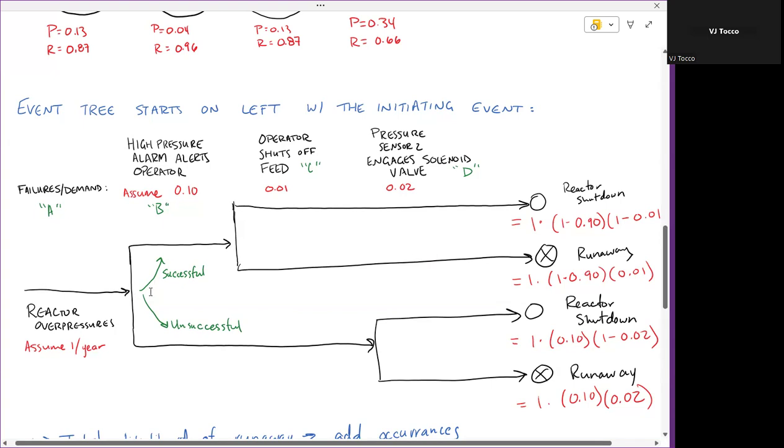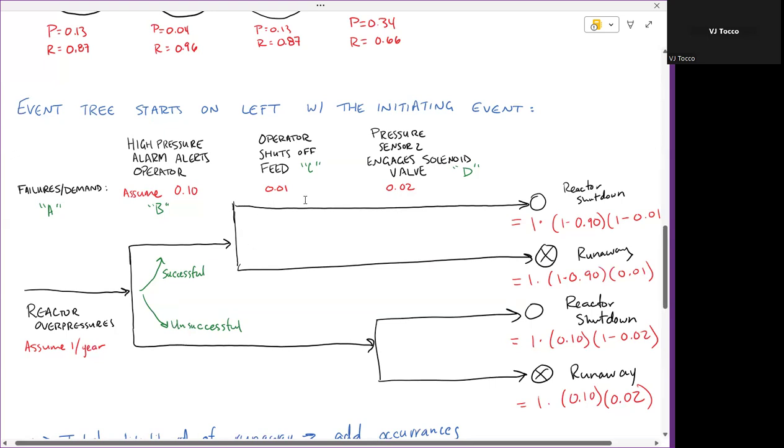So basically the way it works is that the event is either successful, in which case the branch goes up, or it's unsuccessful, in which case the branch goes down. And then we just keep adding branches as the events go. So let's explore the top branch first, the successful branch. If the high pressure alarm alerts the operator, the operator would then have to shut off the feed to the reactor. So again, successful is up here, and we'll assume that this failure on demand is much better. So every 100 times the operator needs to shut off the feed, we'll assume that they do it 99 times out of that 100, or they fail to do that one time out of the 100.